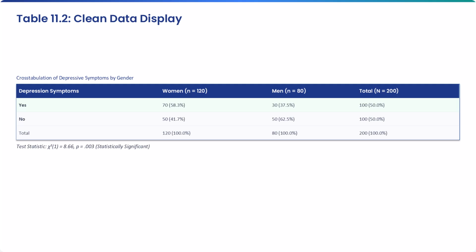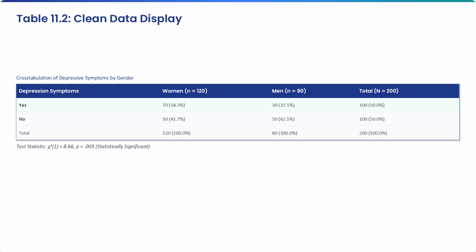It does this by combining raw frequencies and column percentages into single cells, for example, displaying the count of 70 and its corresponding percentage. It adds a descriptive title referencing independent and dependent variables, removes redundant labels, and places the test statistic neatly below. This allows the audience to immediately spot the core comparison.